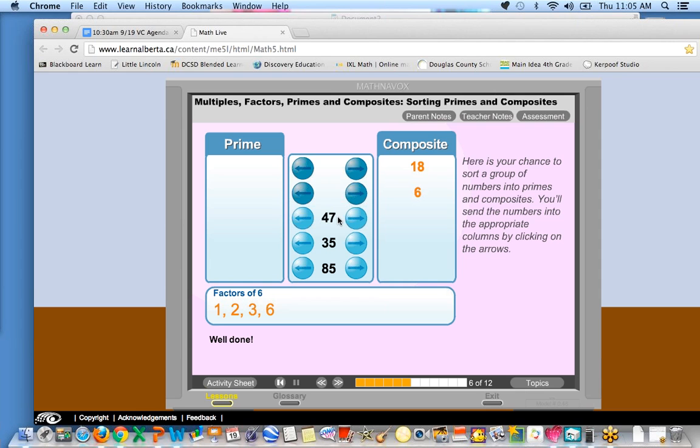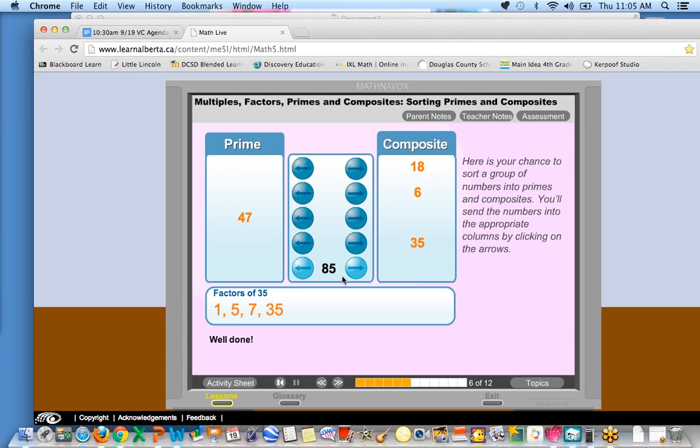What about 47? Definitely prime, because that's all we can do is 1 times 47. Ooh, 35. 35, I'm just going to tell you, it has a lot of factors. You have 1 times 35. You have 5 times 7. So what does it have to be? It has to be composite. Good.